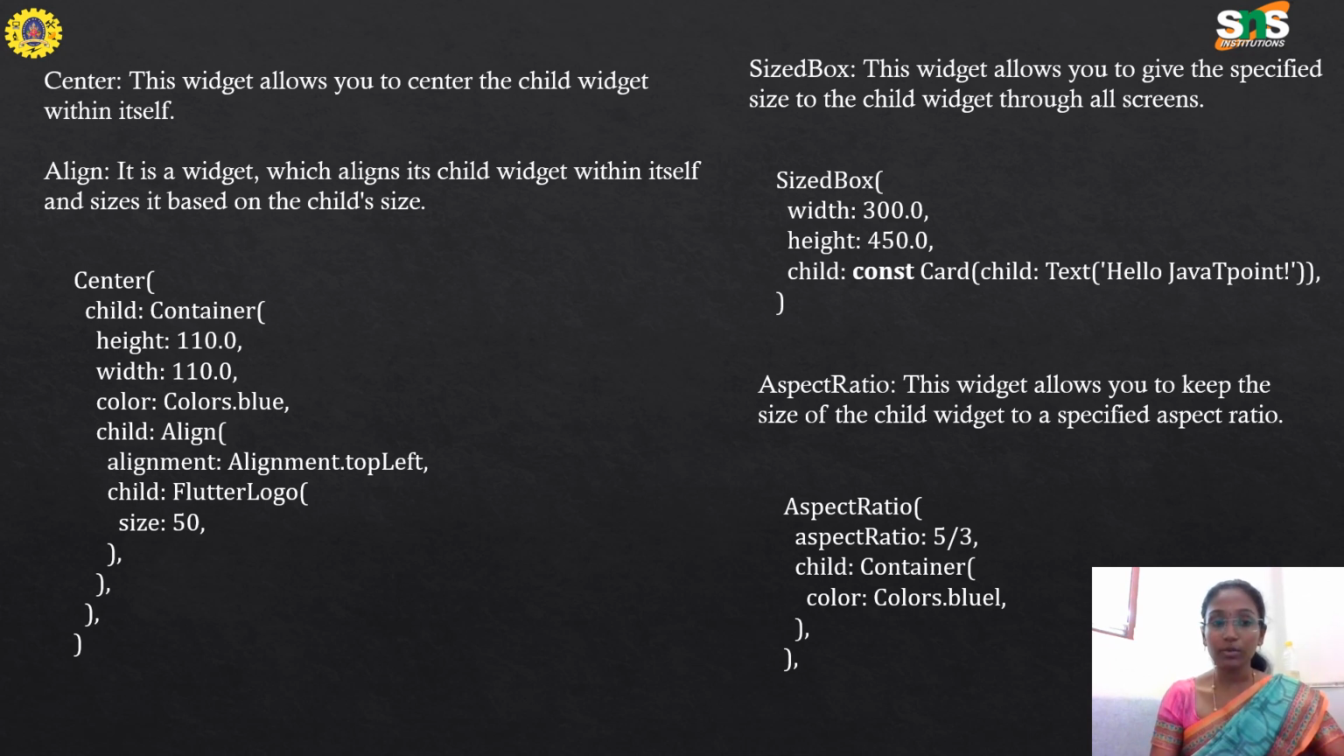Here I'll give the basic coding. Center is the class name and for the child I'll give a Container. The child is the second part of my screen. Next, what height I want, what width I want, what color I will prefer on my screen. The child will work on the alignment of my text, at the top left or top right, and whatever logos I want.